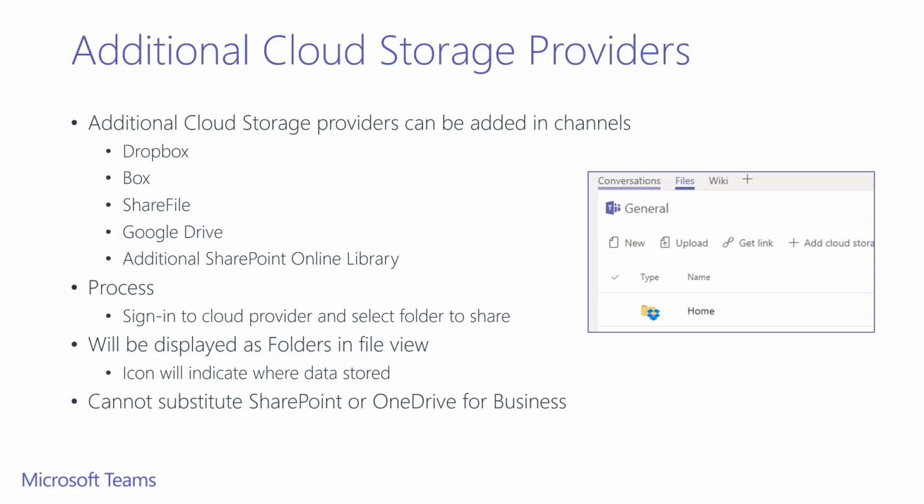From a process perspective, when a user clicks over to the Files tab, if there is an additional cloud storage provider listed, they will then need to sign in to that cloud provider and select which folder or folders that they would like to share. Once we've signed in to that cloud provider, those documents will then be displayed as folders within the file view. So as you can see in our screenshot here, I have a home folder. That's the home folder that happens to be on our additional cloud storage provider. You do not have the ability to substitute usage of SharePoint or OneDrive for Business as the native file experience inside of Teams.